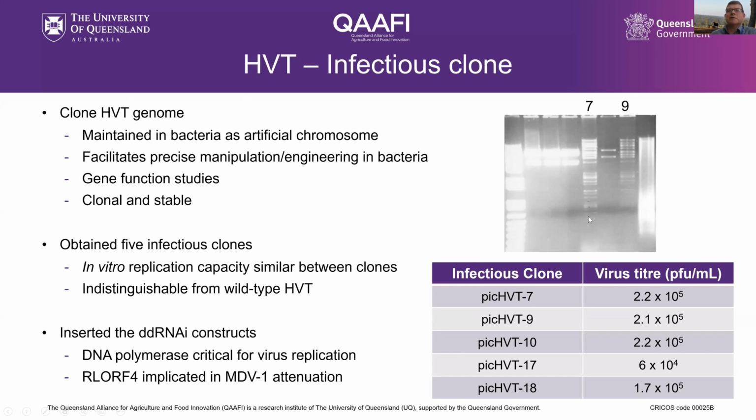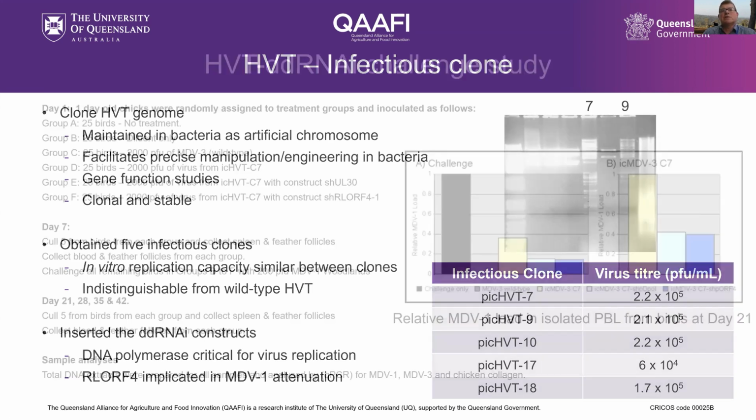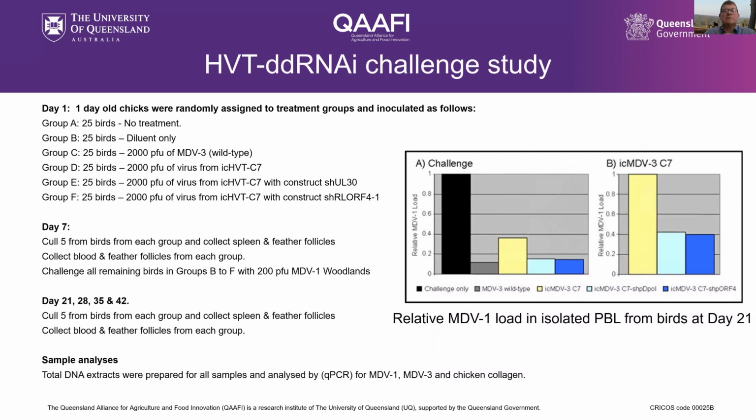You can see here these complex restriction enzyme patterns and what we might expect from a complete clone, whereas these other ones have come through the process but don't contain all the elements required for the virus. When we analyzed these clones in cell culture, they looked identical to the wild type. Then we inserted the ddRNAi constructs, and in collaboration with Steve Walken Brown's group at UNE, tested these in birds.